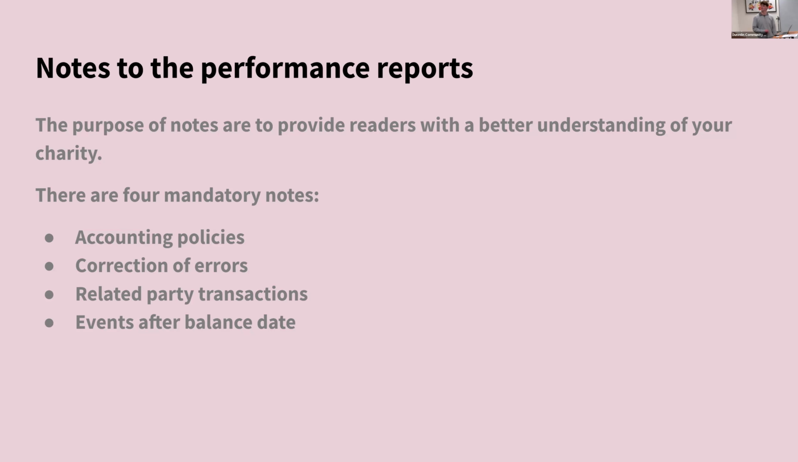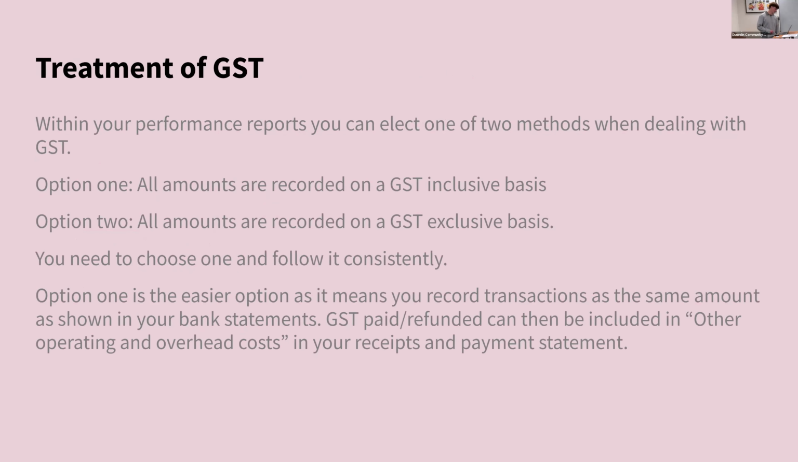Next slide, please. So just about the treatment of GST. Within your performance reports, you can elect one of 2 methods. Option 1 is where all amounts are recorded on a GST inclusive basis. And option 2 is where all amounts are recorded on a GST exclusive basis. So you need to choose one of the 2 methods and follow it consistently. That's to offer comparability between your yearly reports.